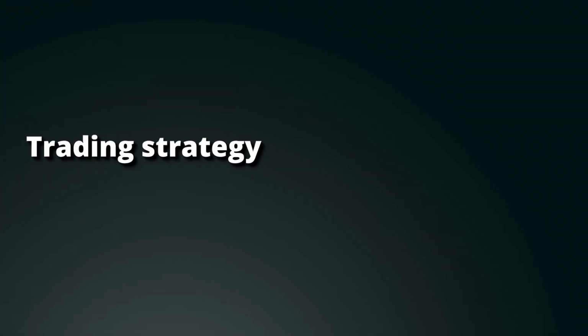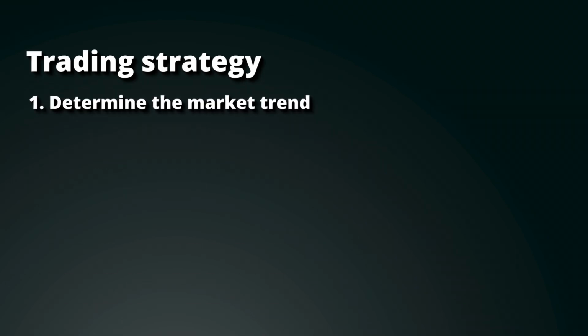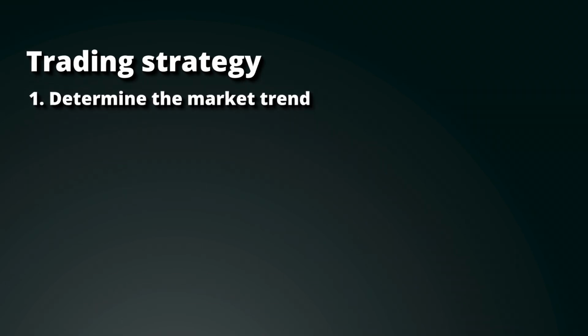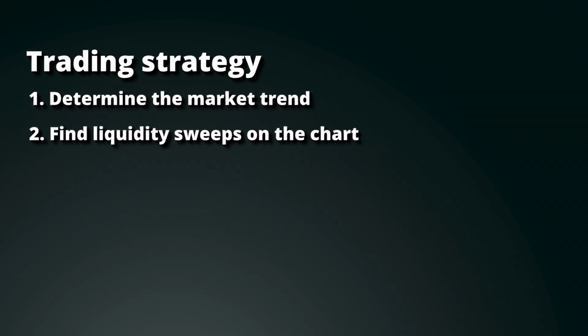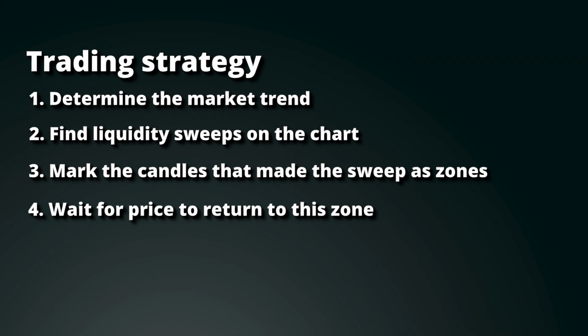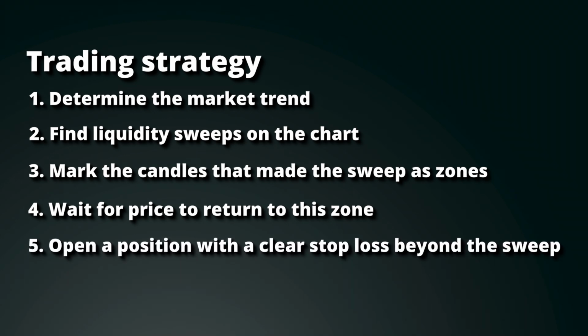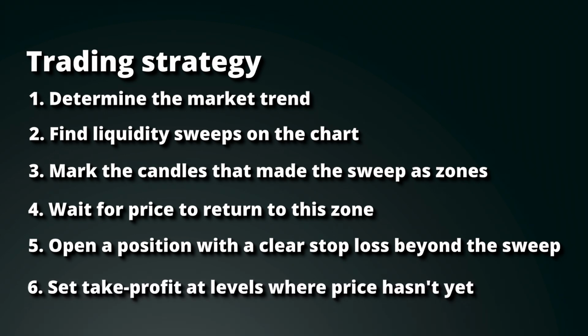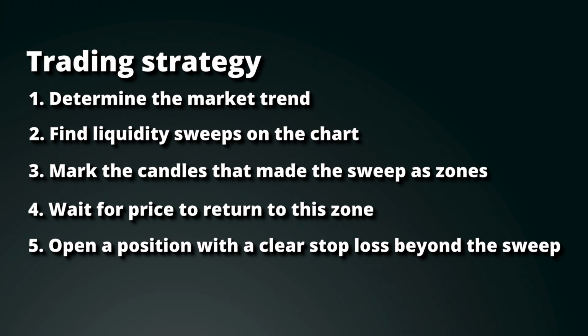Let's summarize our strategy. 1. Determine the market trend. 2. Find liquidity sweeps on the chart. 3. Mark the candles that made the sweep as zones of interest. 4. Wait for price to return to this zone. 5. Open a position with a clear stop loss beyond the sweep zone. 6. Set take profit at levels where price hasn't yet collected liquidity.